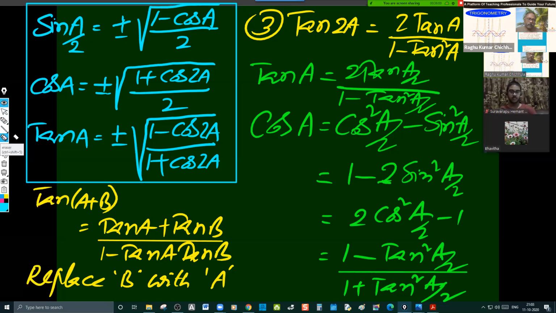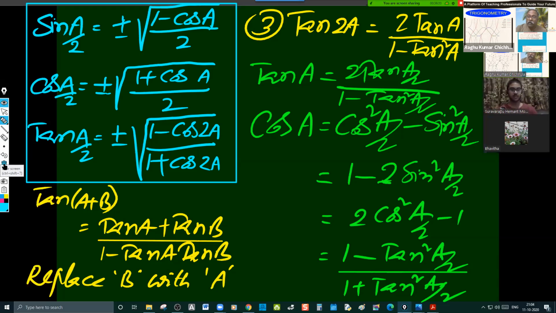If you have A by 2 here, this becomes A. Obviously, this becomes 1 minus cos 2a upon 1 plus cos 2a. This is what I wanted to tell you. This is nothing but the multiple and submultiple angles. Is it clear, Maurya, up to this? Yes, sir.